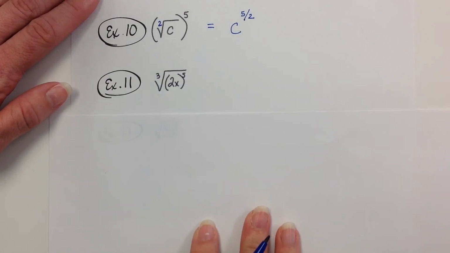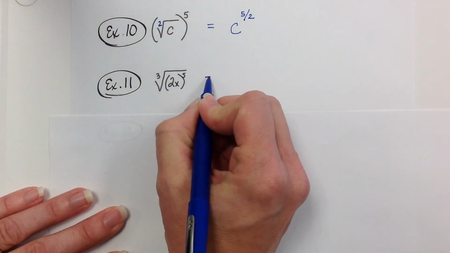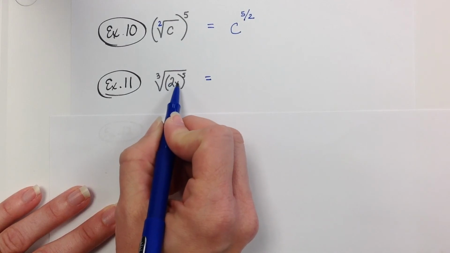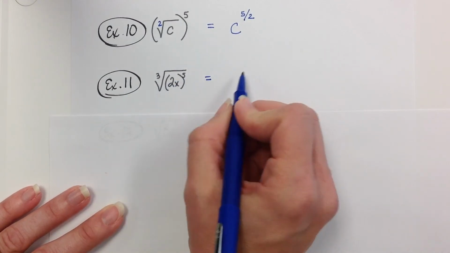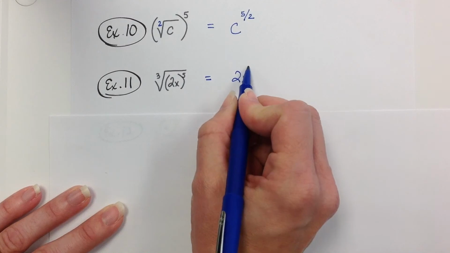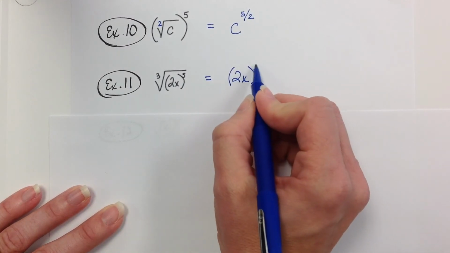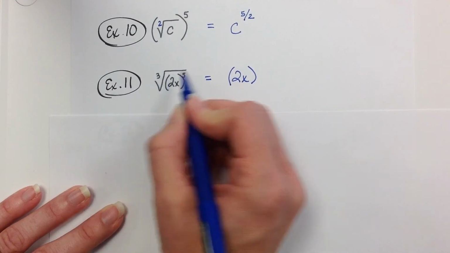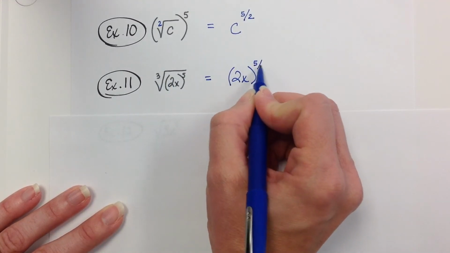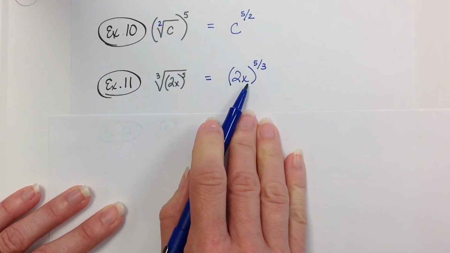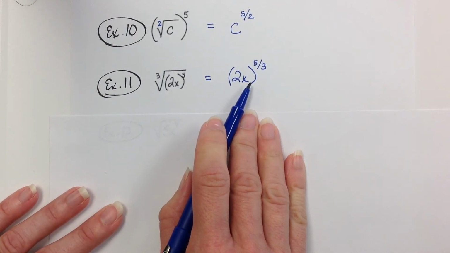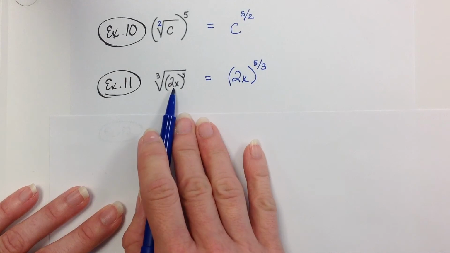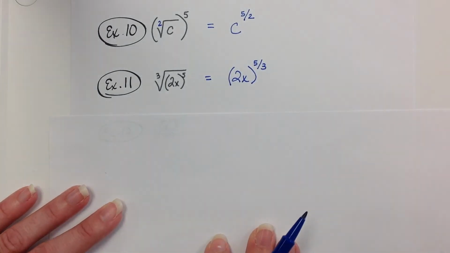Okay, next one. Now, this time my base is the 2 and the x both because all of that's to the 5th power. So I would have 2x, and then I've got to raise this to a power, which would be 5 for your numerator, 3 for your denominator. But you have got to keep that in parentheses. If you don't, the 5/3 is only on the x, but you also have to include the 2 on that.